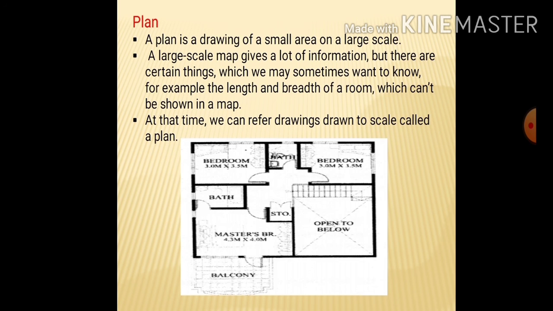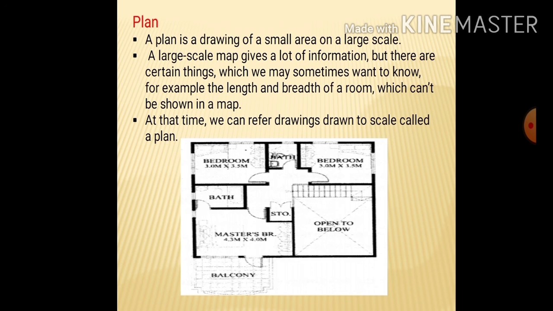The next important point is the plan. A plan is a drawing of a small area on a large scale. A large scale map gives a lot of information, but there are certain things which we may sometimes want to know, for example the length and breadth of a room, which can't be shown in a map. At that time, we can refer to drawings drawn to scale called a plan.